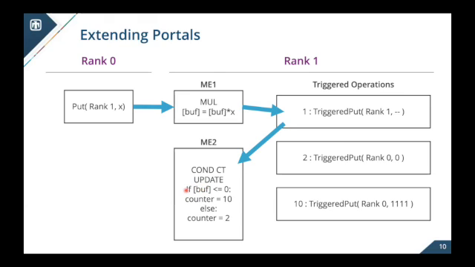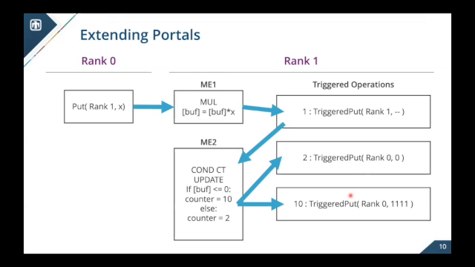If the buffer is less than or equal to 0, then set the counter to 10, otherwise set it to 2. And so then one of these two triggered puts is issued depending on the outcome of that test. And so rank 0 is now going to receive either a 0 or an 11. Okay, that's a super simple toy example.